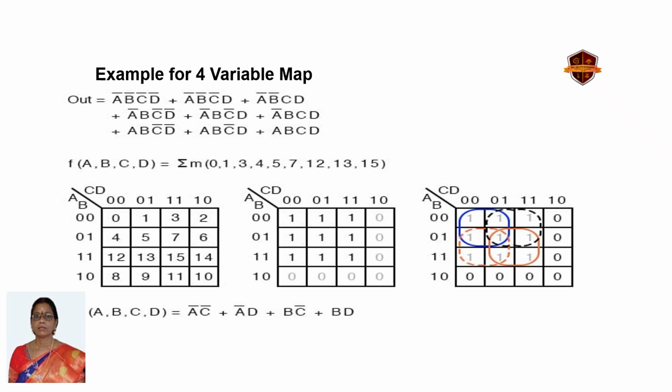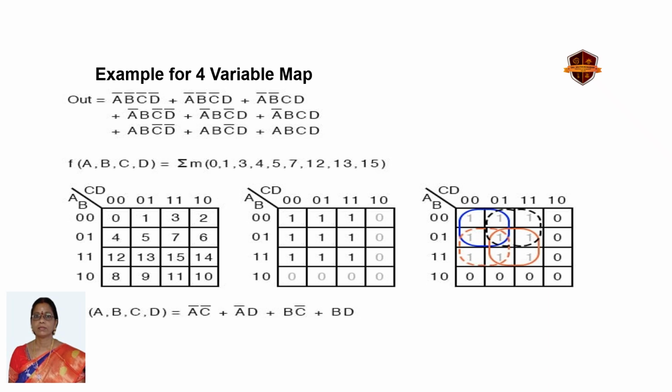Next is an example for a 4 variable map. The function given consists of 4 variables in all the terms. Otherwise it is also represented in minterms, sigma m of 0, 1, 3, 4, 5, 7, 12, 13 and 15. So it is a 4 variable map. First you represent the 4 variable map with minterms 0, 1, 2, 3. Totally you have 4 plus 4, 8, plus 1, 9 terms in the problem.